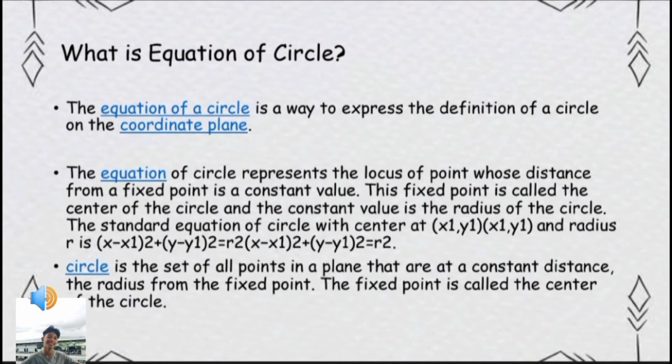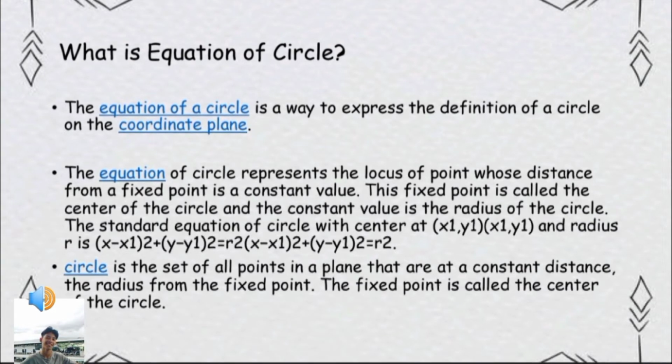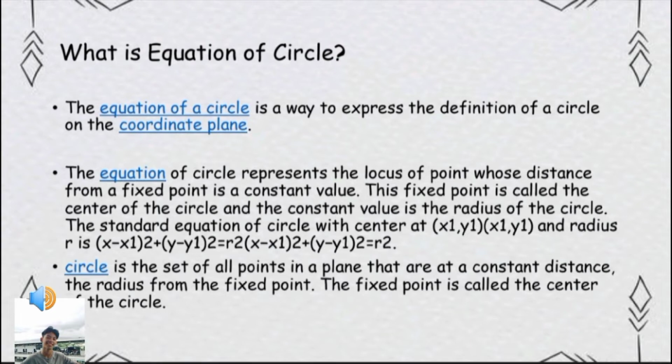What is the equation of a circle? The equation of a circle is a way to express the definition of a circle on the coordinate plane. The equation of a circle represents the locus of points whose distance from a fixed point is a constant value. This fixed point is called the center of the circle and the constant value is the radius of the circle.